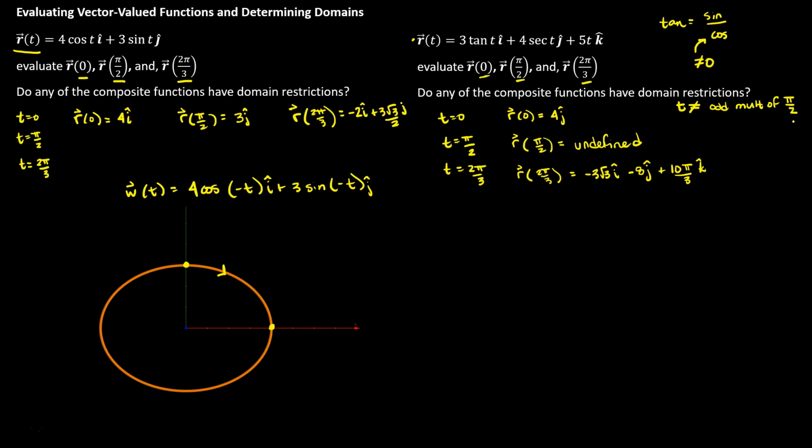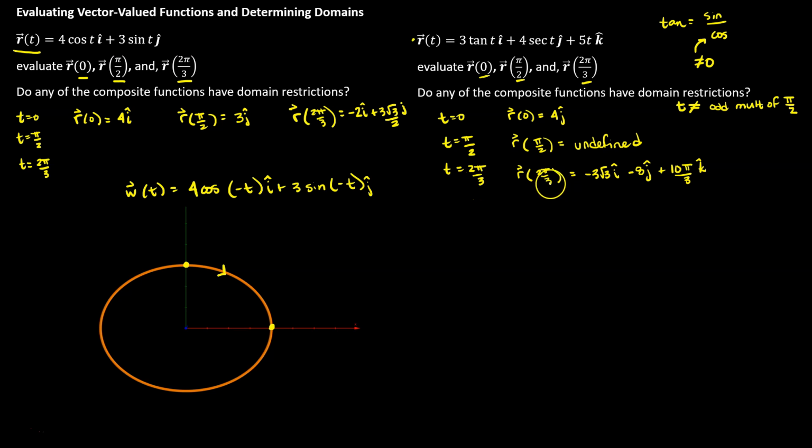It can be even multiples of pi over 2. 2 times pi over 2 is pi, and that's not a problem. But pi over 2, 3 pi over 2, 5 pi over 2, all of those cause a 0 in the denominator, which means undefined. All right, moving on, we have t at 2 pi over 3.